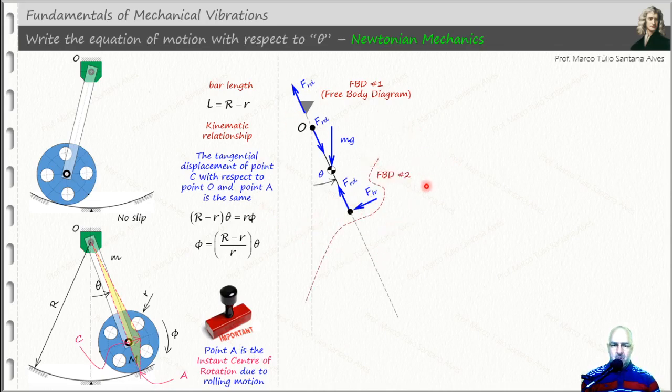Okay. Now we need to draw free body diagram number 2 for the disk. Here's the disk, the angle phi, the reaction of the radial force, the weight of the disk, and the reaction of the tangential force applied at the center of the disk. The normal force due to the contact, the point C, the point A, and the rolling friction force here.